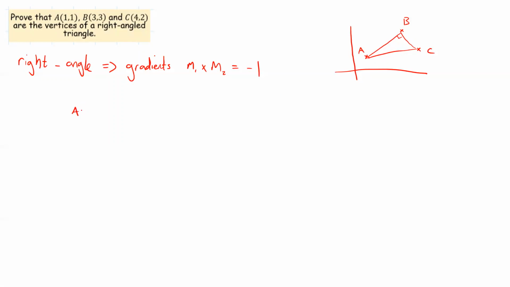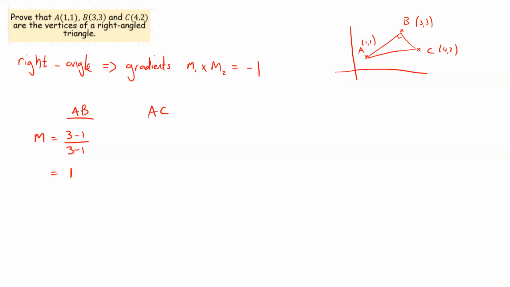So AB, let's have a look. Remember, let's just put these up here so we don't forget: (1, 1), (3, 3), (4, 2). To get from A to B, the gradient is 3 minus 1 divided by 3 minus 1. Nice and easy. Difference in Y, difference in X. Actually, it wouldn't matter if you got that the wrong way around either, and that's just equal to 1. So nice, easy one for AB.